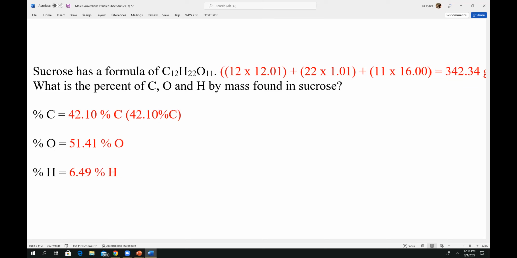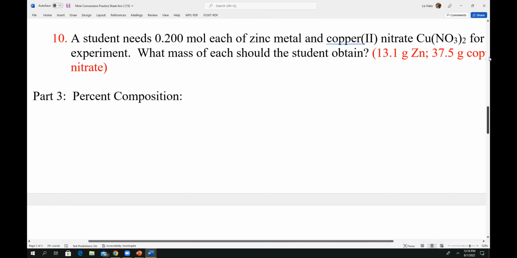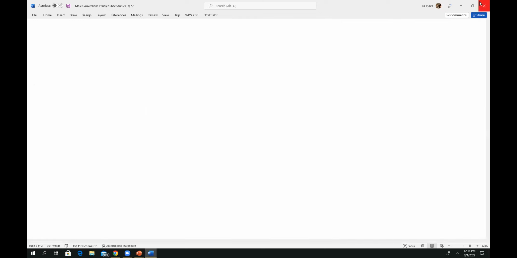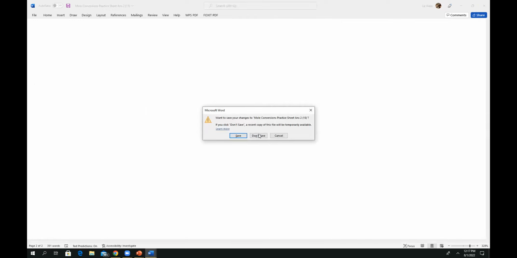Now, if you add up all of those, it should add up to almost 100. So if you add 42.1 plus 51.41 plus 6.49, it should be 100, and actually exactly 100. So there you go. So that's your math for you. All right, so now you know how to do all of it. You know how to do percent composition. You know how to do mole conversions. And you know how to do molar mass, of course, because you cannot have one without the other.